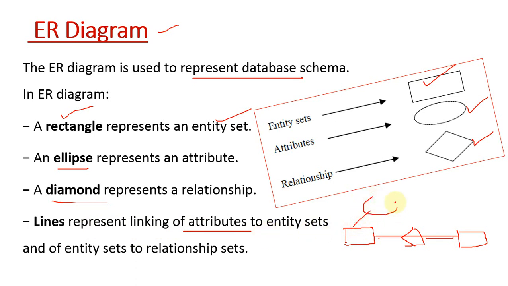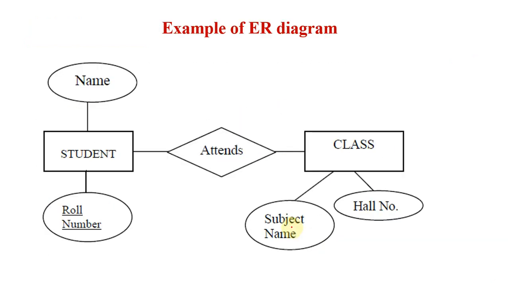This connection line is nothing but the linking of attributes to entity sets. Here connection lines are there. Again, this particular table has some 3 or 4 attributes, and here also we are going to use the lines. Next, here is an example of an ER diagram.